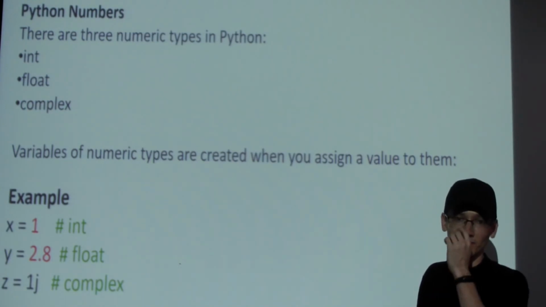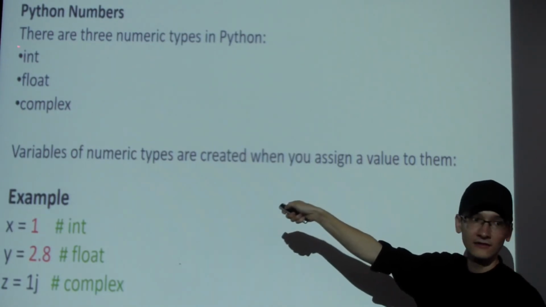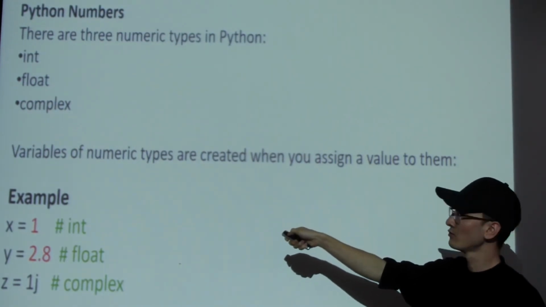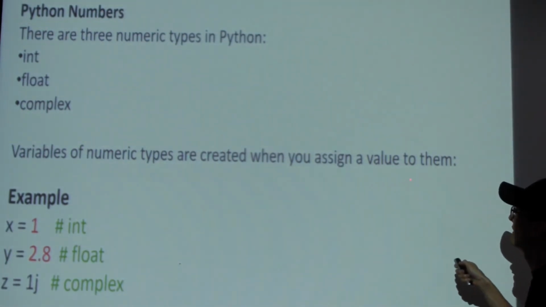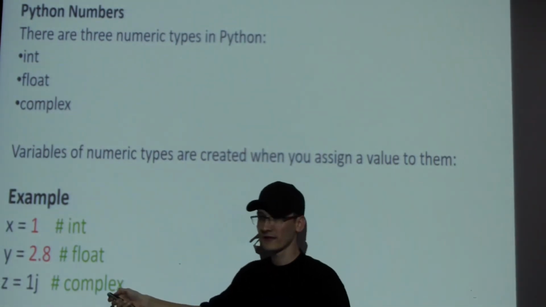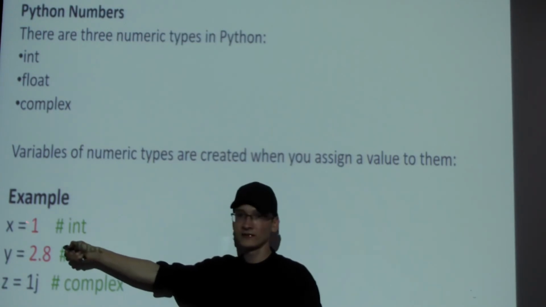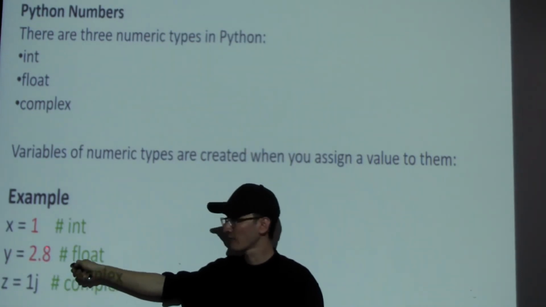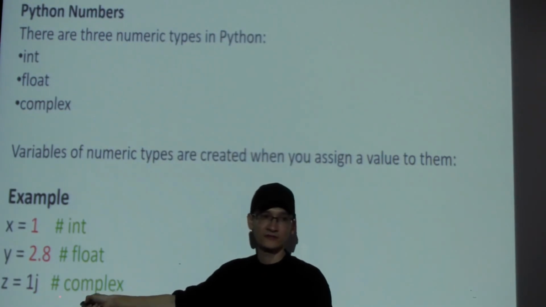Stop typing codes, please. There are three numeric types in Python: integer, float, and complex. Integer, float number, and complex number. Variables of numeric types are created when you assign a value to them. What does it mean? We created x variable and we are giving 1, it's an integer number, yeah? We created y and we are giving a float number. We created z and we are giving a complex number.